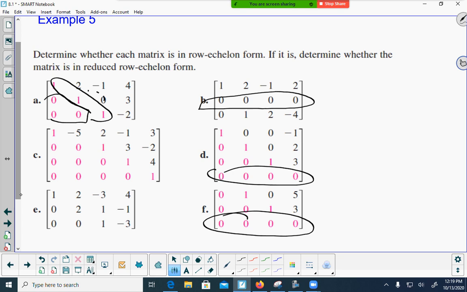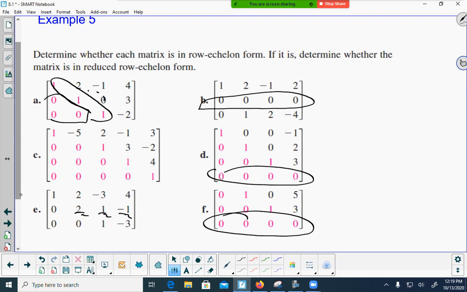Looking at number E, Vincent, if I wanted to put E in row echelon form, what would I have to do to make it in row echelon form? It's almost there. I just have to tweak it one little bit. Yes, I have to fix this 2 to make it a 1. And to do that, I would divide everything by 2. Does that make sense? Then that would be in row echelon form.